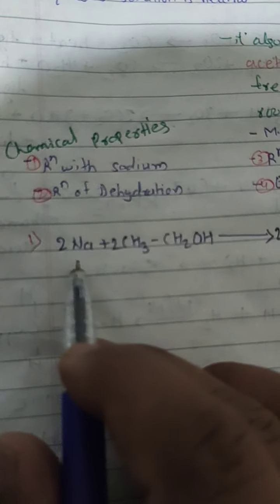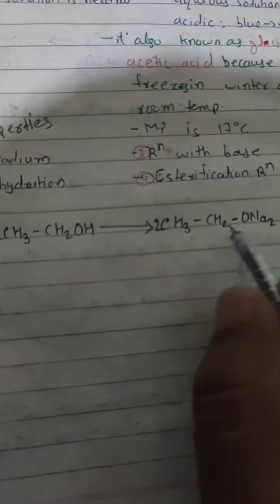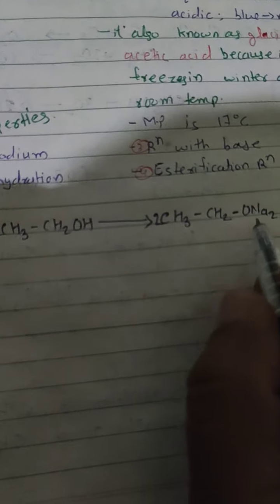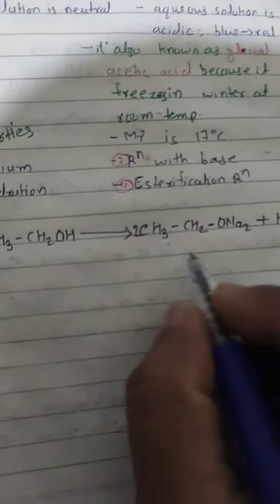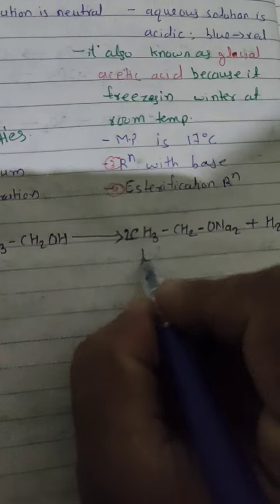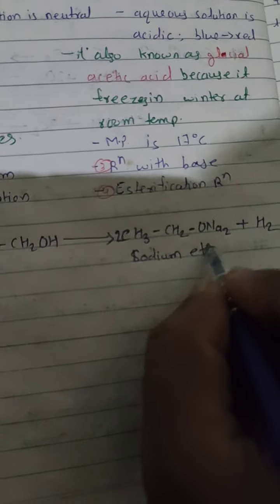See the first, reaction with sodium. Sodium reacts with ethanol. This is ethanol. It will form sodium ethoxide, CH3CH2ONa, and hydrogen gas will be released in the atmosphere. This compound is known as sodium ethoxide.